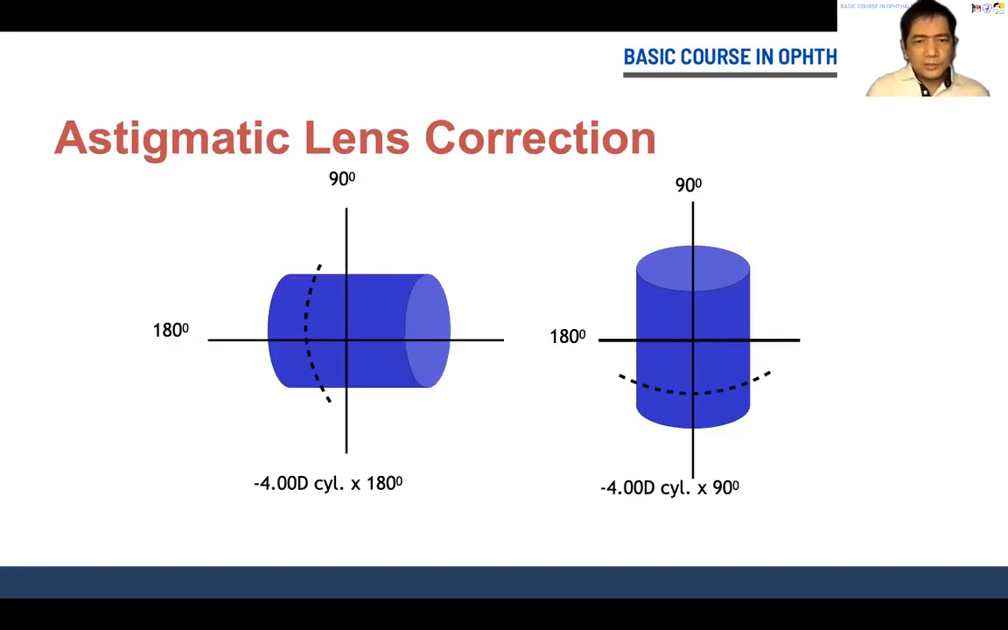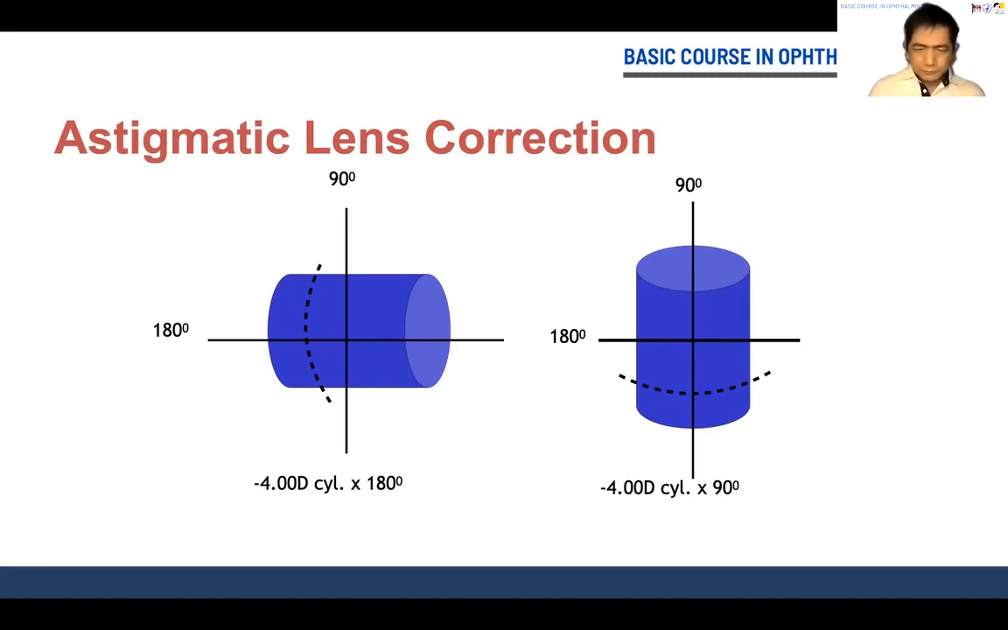Okay, for example, your cylinder is positioned horizontally, like in this case, in the illustration on the left, which is a -4 diopter cylinder, axis 180. The axis 180 is actually the horizontal line, which means there is no curve in that area. So the power there is zero. That is the flat part of the cylinder. That is the axis.